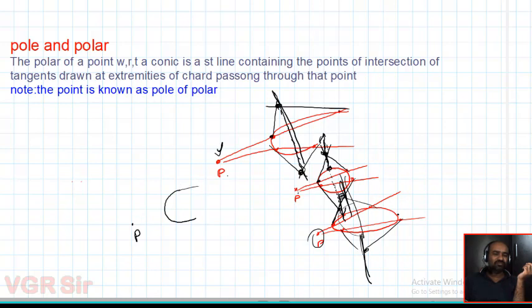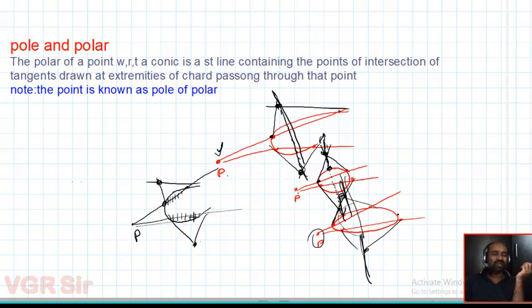So lines are drawn so that they intersect the conic at two different points. Then you can say that this is a chord, and this is another chord. Through the extremities of the chords, tangents are drawn. Observe here. The polar of a point with respect to a conic is a straight line containing the point of intersection of the tangents drawn at the extremities of the chords passing through that point.